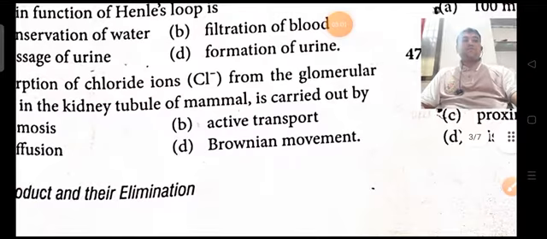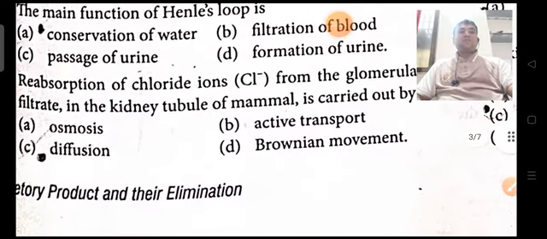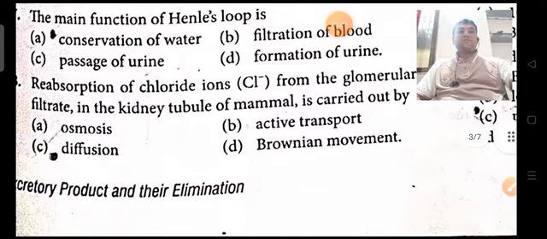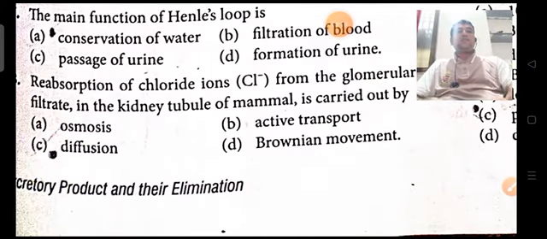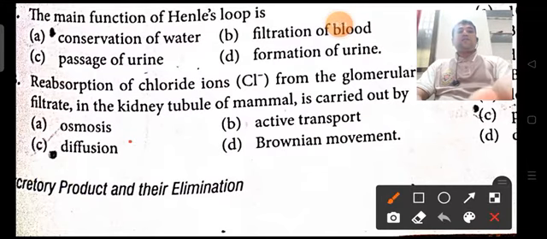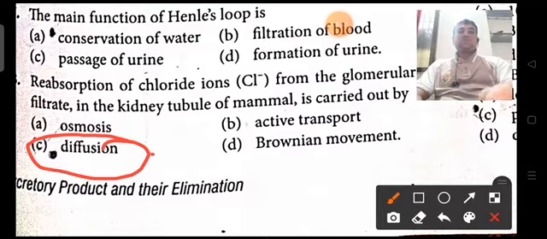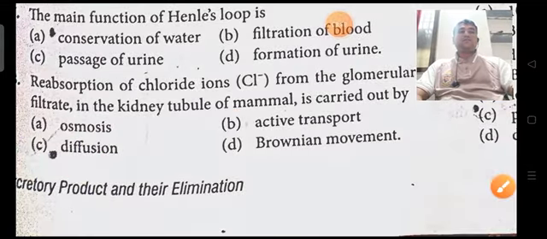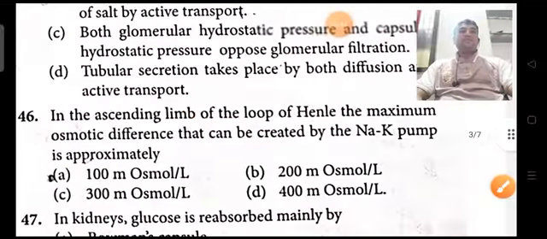Next, reabsorption of chloride ions from the glomerular filtrate in the kidney tubule of mammals is carried out by osmosis, active transport, Brownian movement, or diffusion. We never come across Brownian movement in this chapter, but we come across diffusion, osmosis, and active transport. But reabsorption of chloride ions is by a diffusion process only. So C is the right answer.